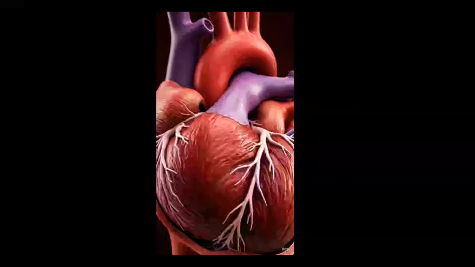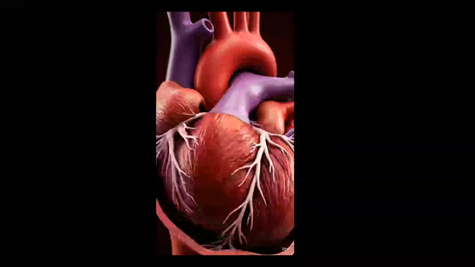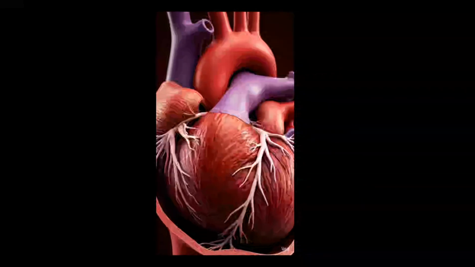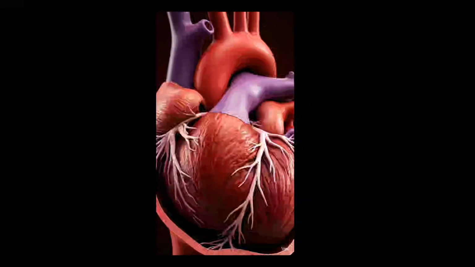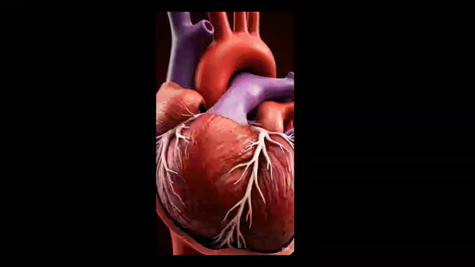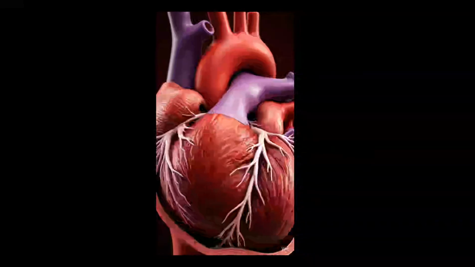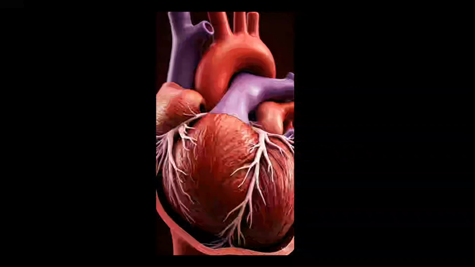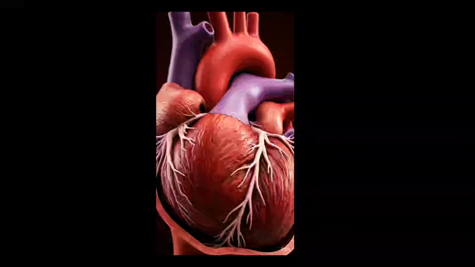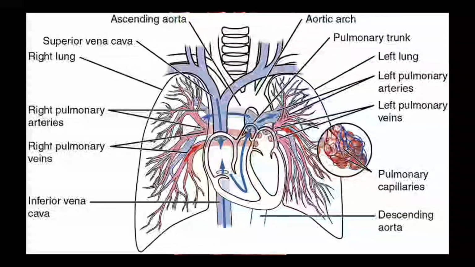Now the circulatory system consists of the pulmonary circuit and the systemic circuit. The pulmonary circuit moves blood from the right ventricle through the lungs and back to the left atrium, while the systemic circuit includes a network of arteries and veins that transport blood from the aorta to all the other organ systems and tissues of the body and back to the heart.